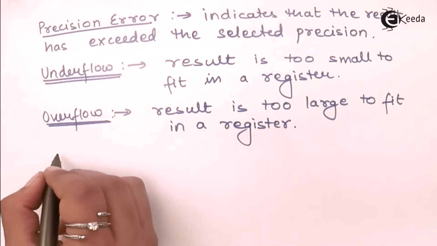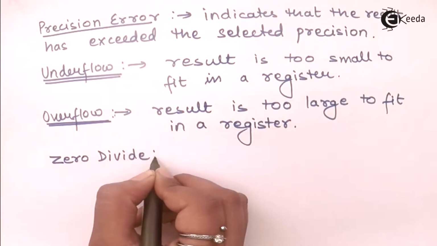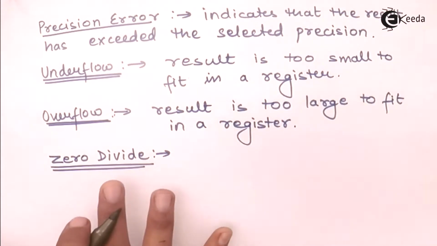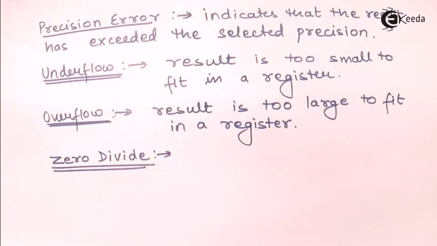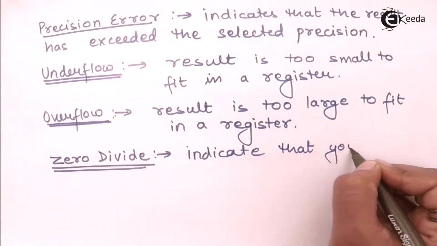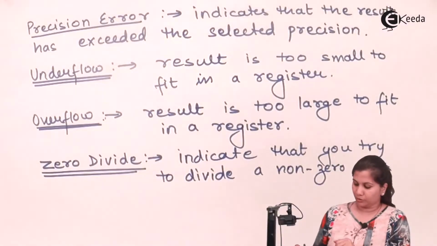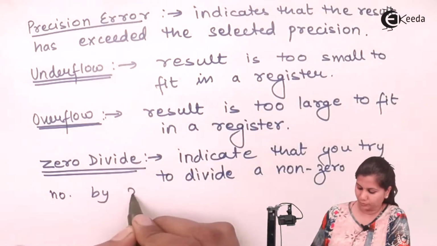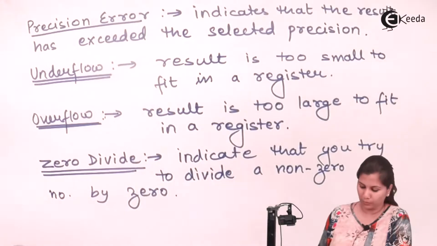After overflow, we are having the zero divide exception flag. It means when this bit is 1, we are trying to divide a non-zero number, non-zero value by 0. So we are trying to divide a non-zero number by 0. So whenever this type of error occurs, this bit will be set to 1.